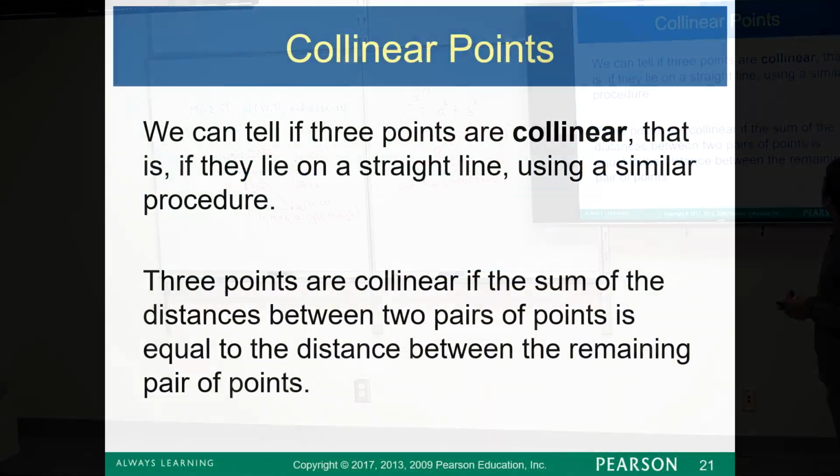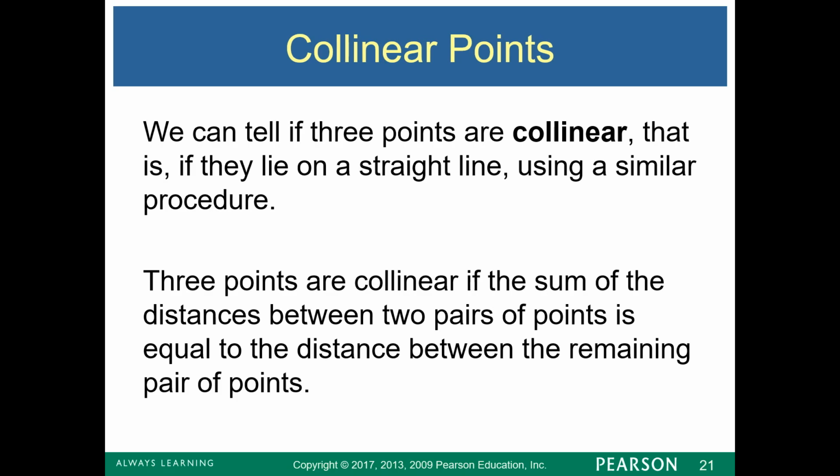Okay. So now we'll talk about collinear points. You see, if you have 3 points, they are called collinear if they lie on a straight line. Now, how do you prove that using the distance formula? If the sum of the distances between 2 pairs of points is equal to the distance between the remaining pair of points, then they are collinear. So basically it is like this, guys.